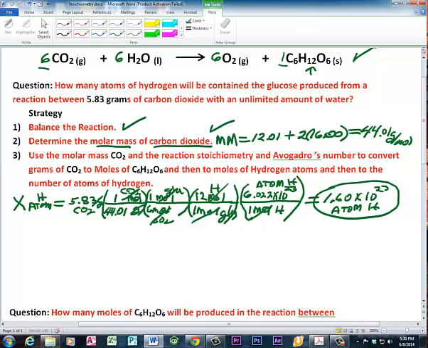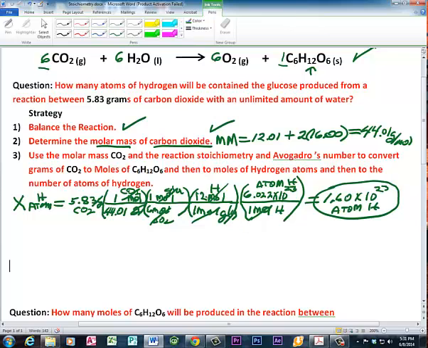You'll notice that I didn't need to worry about the water because there was nothing in the problem that requested the water. So it'll always only be 2 components that you're looking at. In this case, it was CO2 and glucose. So that's the problem. Now, I could have done this slightly differently.